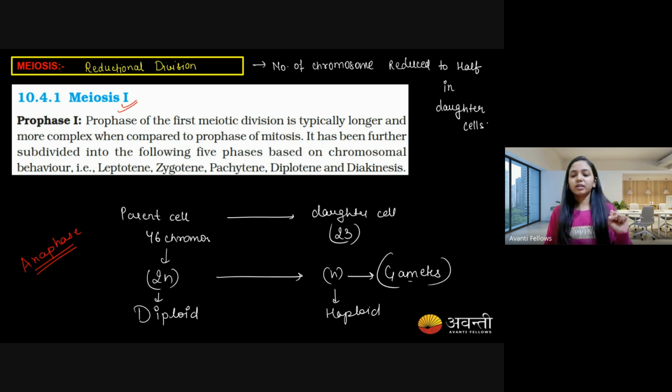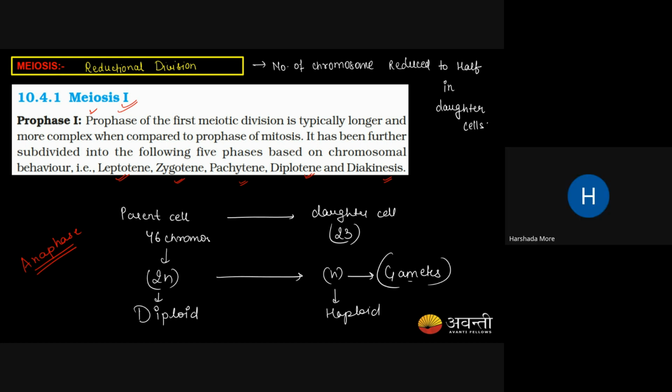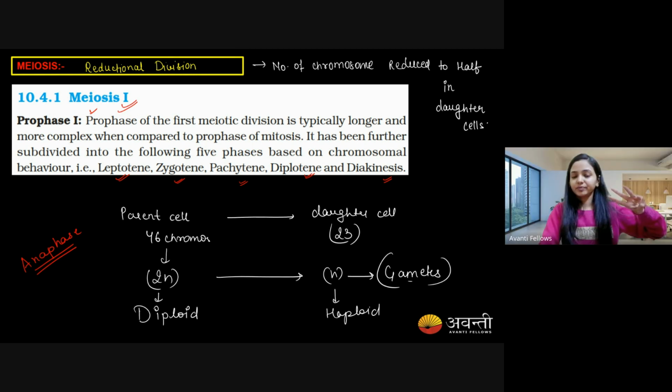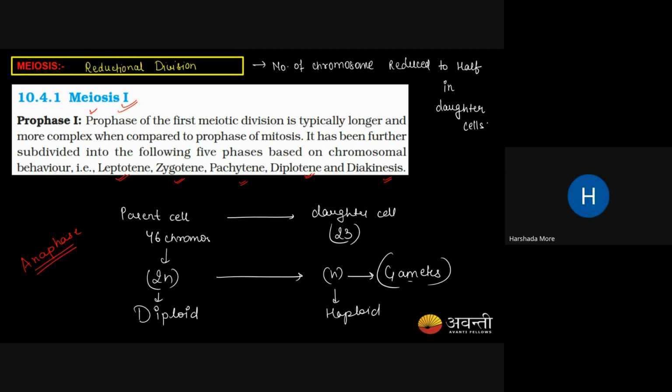So in meiosis 1, prophase 1 is known as the longest phase because prophase 1 has 5 subphases. The first one is leptotene, then zygotene, then pachytene, then diplotene, and then diakinesis. Learn all these phases in a proper sequence. The first one is leptotene, second, zygotene, third, pachytene, fourth, diplotene, fifth, diakinesis.